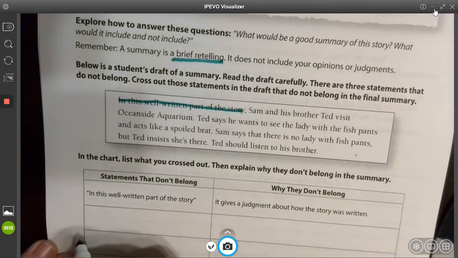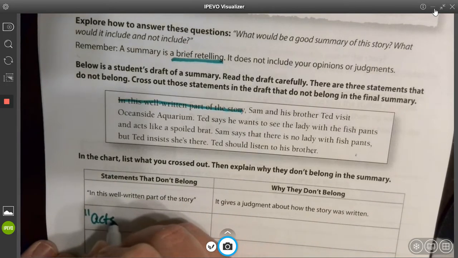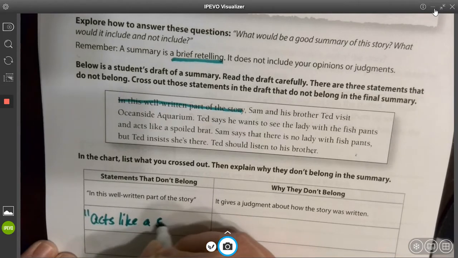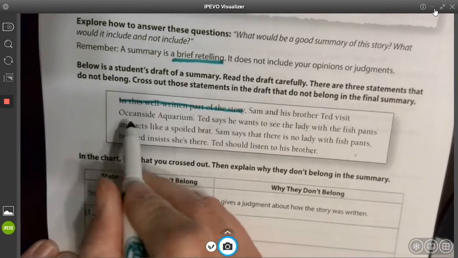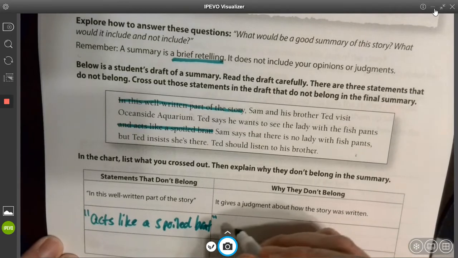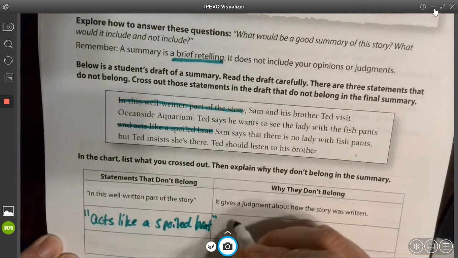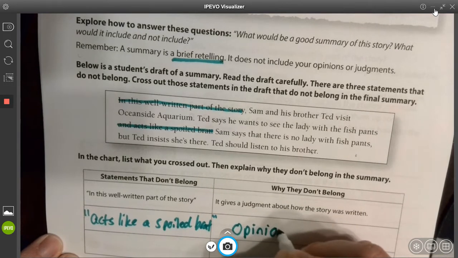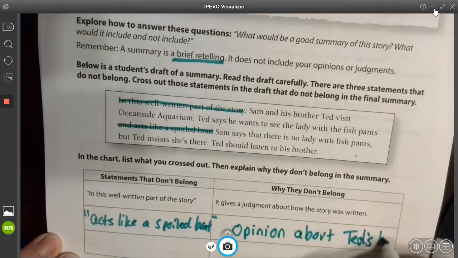The next part is that he acts like a spoiled brat. Okay, I'm going to cross that part out. Why does that not belong? Okay, so that is an opinion about Ted's behavior.